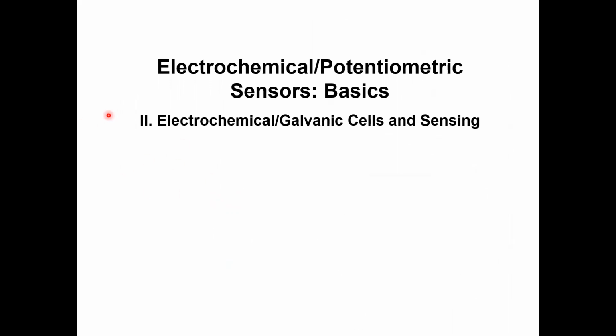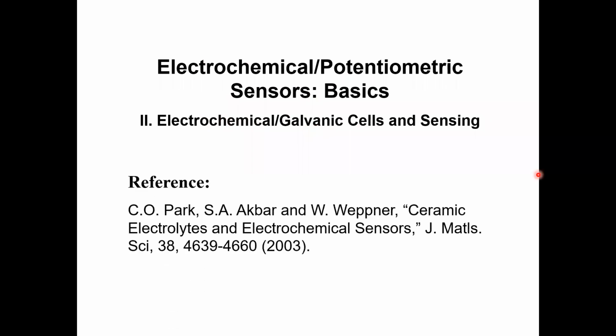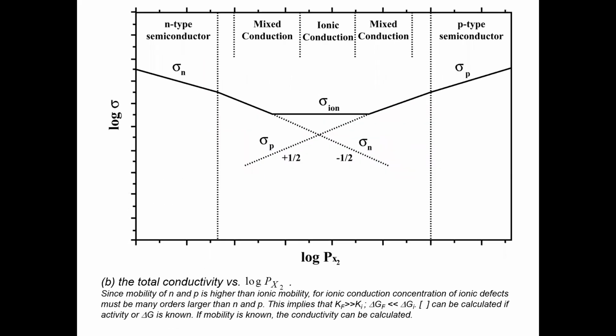So with that little background, let me move on to electrochemical or so-called potentiometric type of sensors and some of their basics. So these sensors are created based on so-called electrochemical galvanic cells. And I give you some references.